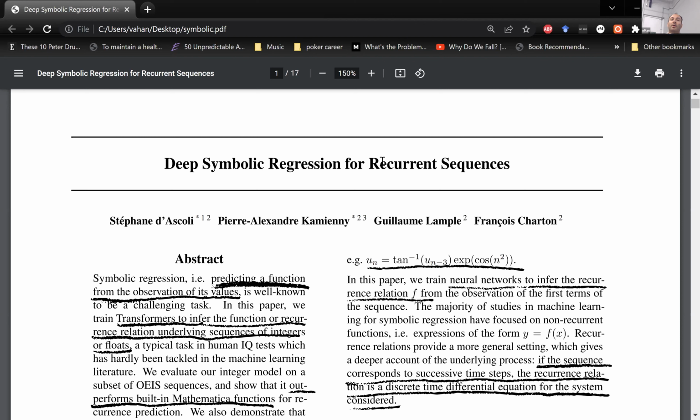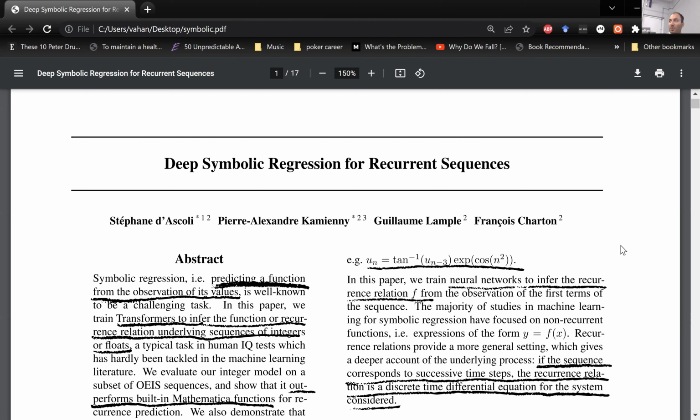We'll discuss what symbolic regression means. Basically, the idea is that we are given a sequence of numbers, integers or floats. We want to find a formula that describes it. So the contribution of this paper is finding a recurrent formula, which has not been done before. Okay.